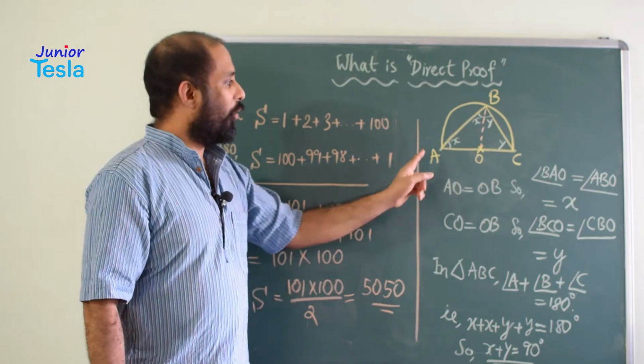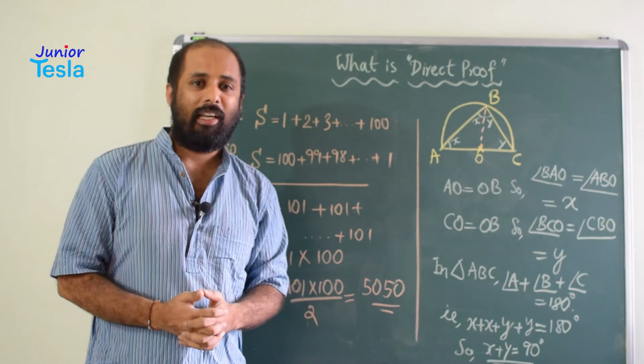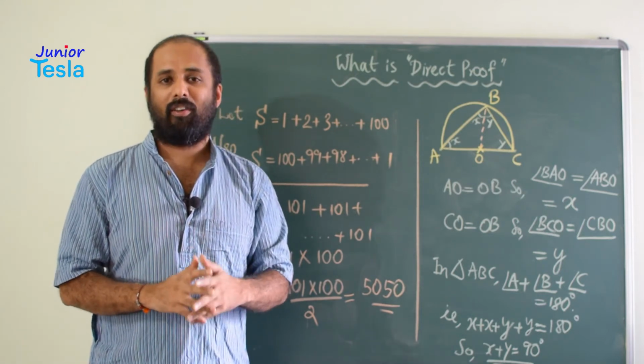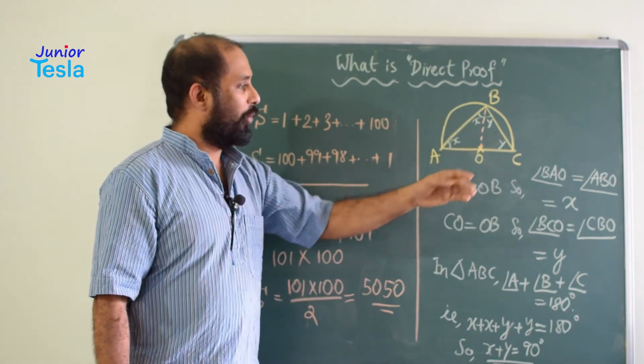So OA, OB and OC, what can we tell about these three line segments? All these line segments are radii of the semicircle. That means all these three line segments are equal. So OA equals OB equals OC.